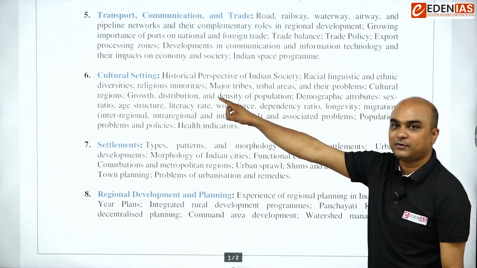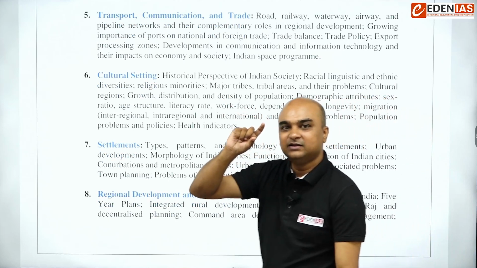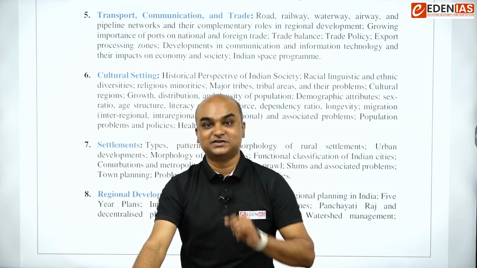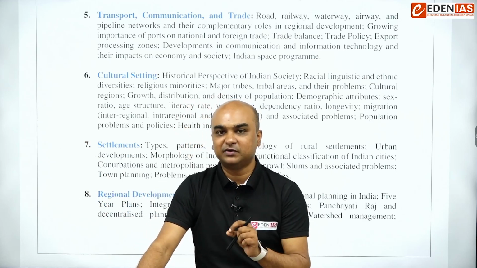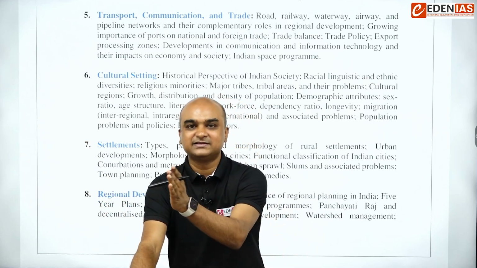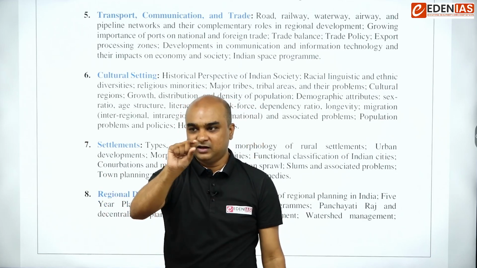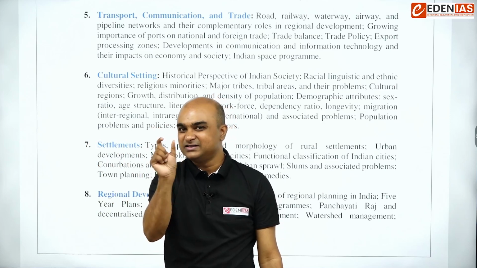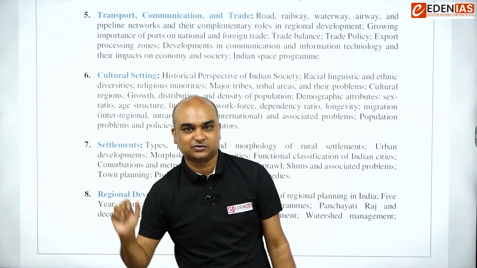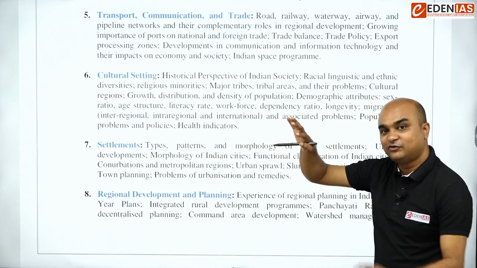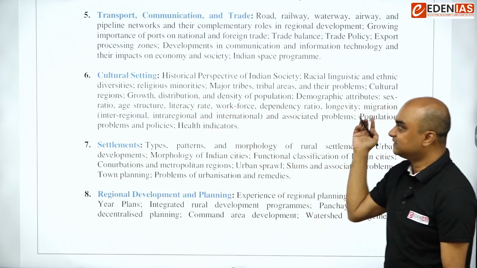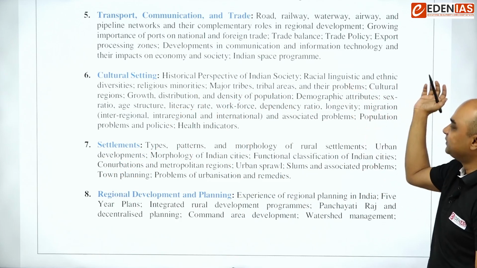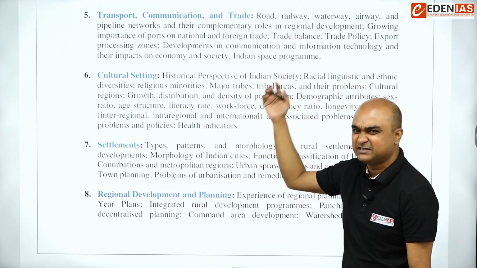The sixth unit talks about cultural setting. When you look at the first unit of Part B of paper 1, perspectives in human geography, which I told you is the most important unit, in its last sections, where the syllabus ends, you will find something like cultural regions of the world. So you have to apply the concepts from there here, and here you have to talk about the historical perspective of Indian society, racial, linguistic and ethnic diversities, religious minorities, major tribes, etc.